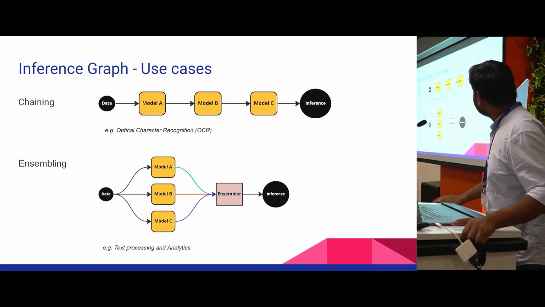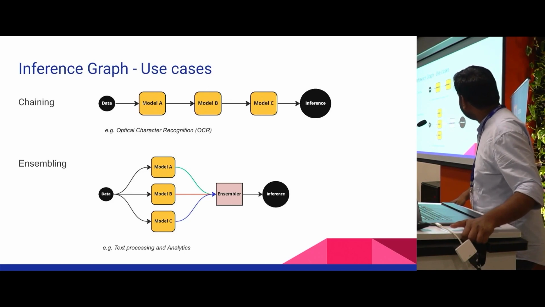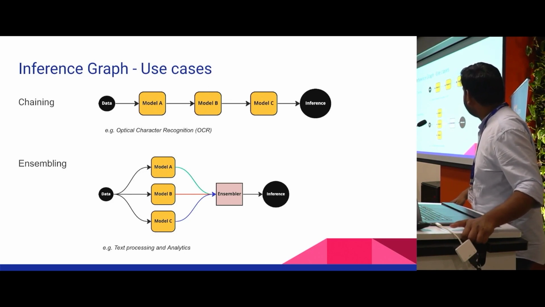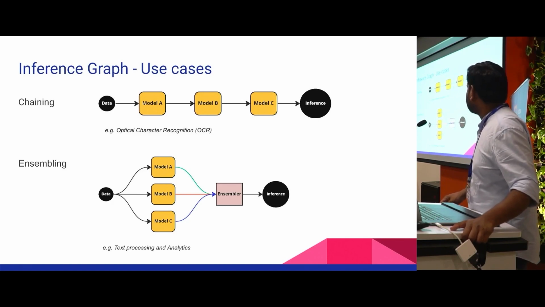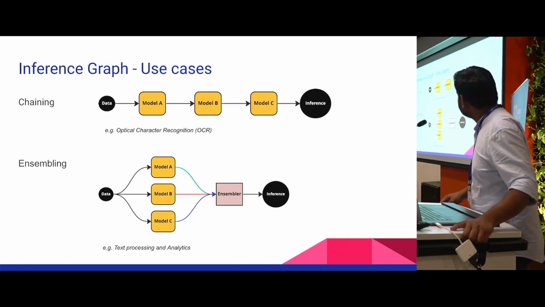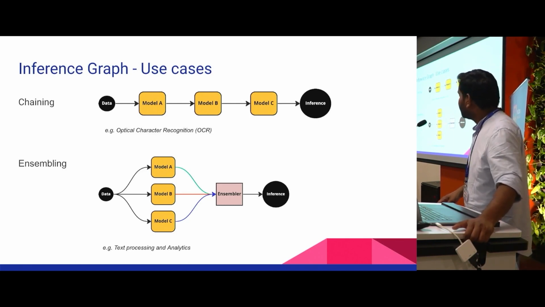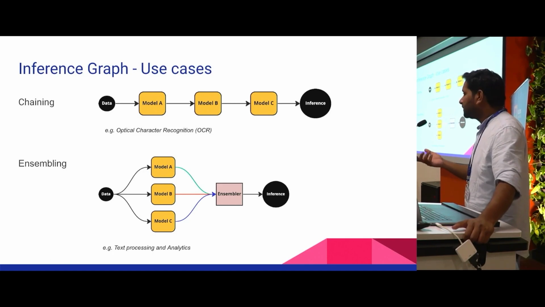Okay, so coming on to one of the use cases such as model chaining, an inference graph can very well be used there. The idea is very simple: multiple models are acting in conjunction, and the output of one model goes as an input to another model. A real-life use case would be the optical character recognition problem, where given an input image, we want to extract the text out of it.